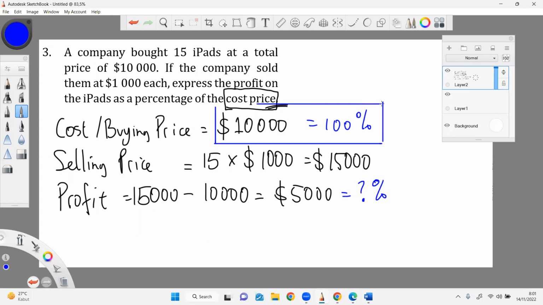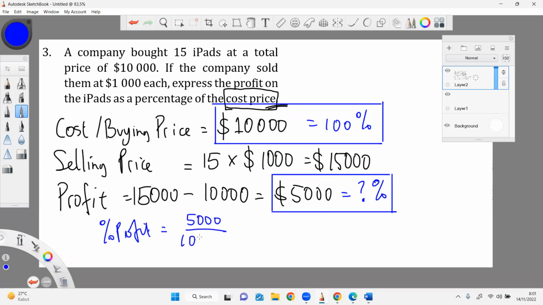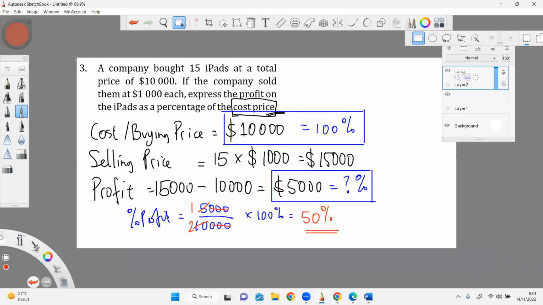Then the percent of profit, what amount of percent? So we deal with the unknown on top, right? The unknown is 5,000. So percent profit equals the unknown on top, 5,000 over 10,000, multiplied by 100% and simplify. Cross, cross, cross one, cross two, 50%. Oh, they create a 50% profit. Quite a good profit, good value.